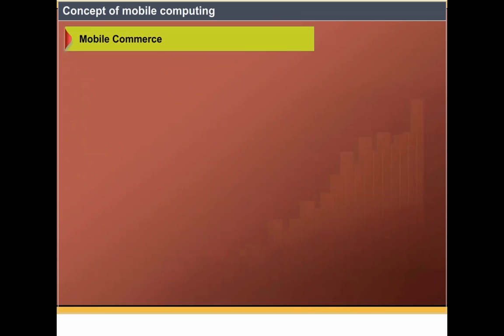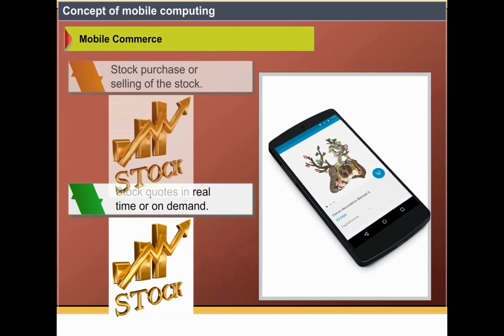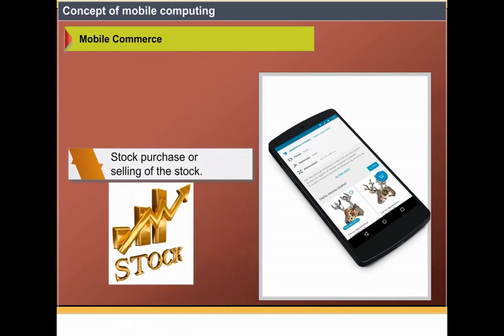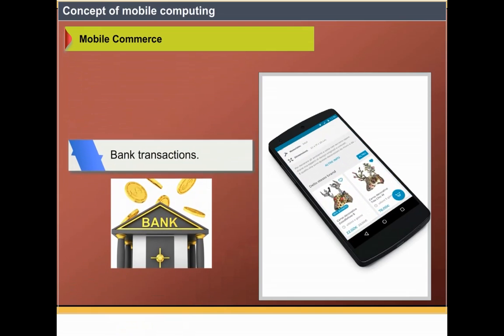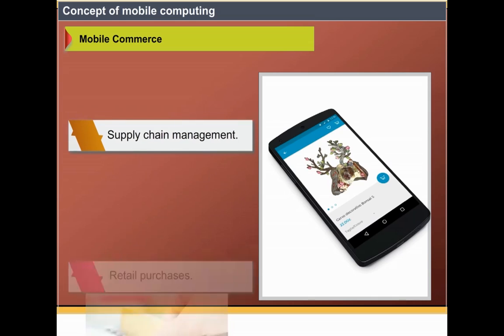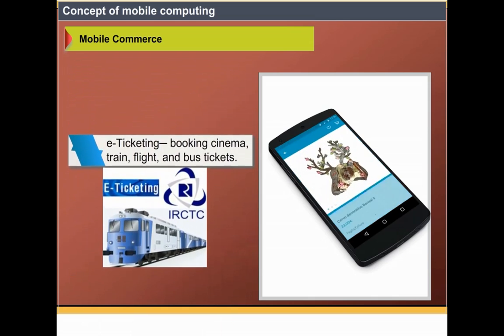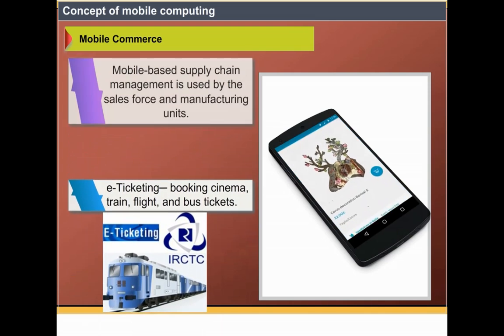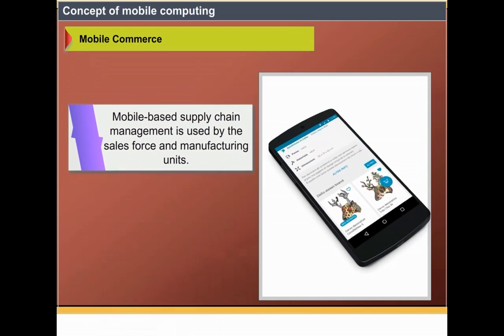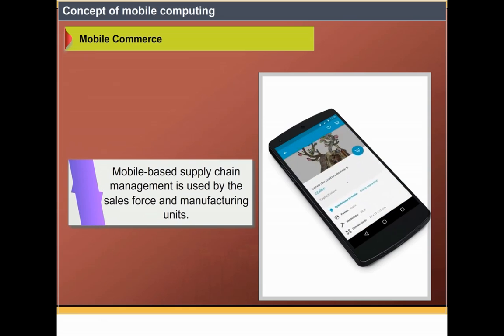Mobile commerce. Stock quotes in real time or on demand. The stock purchases or selling, bank transactions, retail purchases, supply chain management, e-ticketing, booking cinema, train, flight and bus tickets. Mobile-based supply chain management is used by the sales force and manufacturing units.